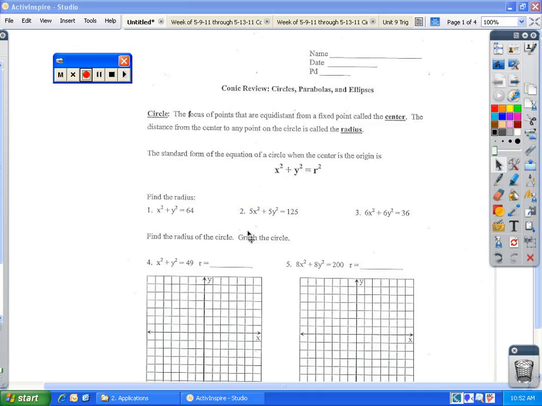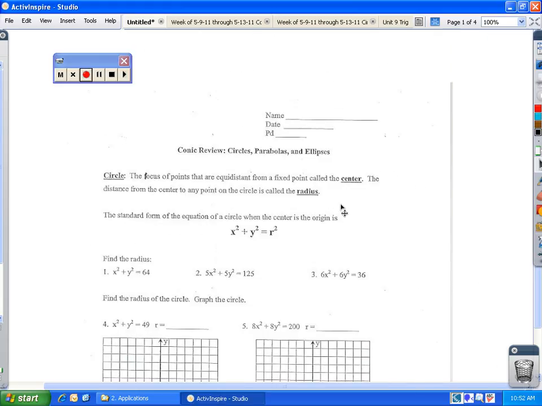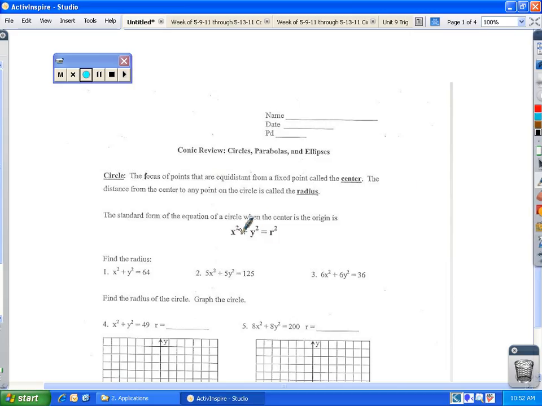Alright, so let's go ahead and review circles. First off, a circle has a center point, and then a radius r. The standard form is x squared plus y squared equals r squared.